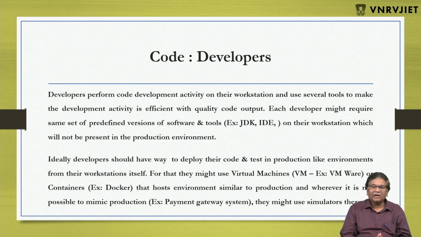Ideally, developers should have a way to deploy their code and test it in a production-like environment. Developers won't just develop and hand it over to the build. Before giving it to the testers or checking it into the repository, they want to test how their code is working. In order to test, they need some machine. Normally, the practice is to use virtual machines, using software like VMware. I talked about virtual machines, and I'm going to talk about them in more detail in another presentation series, which is Docker.